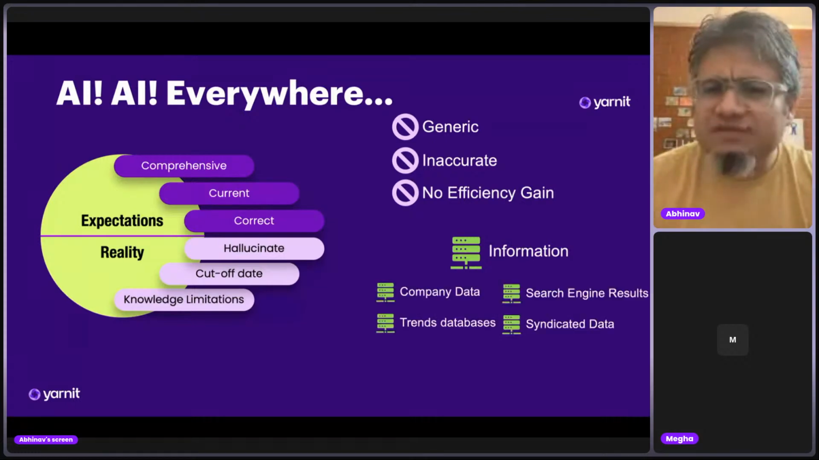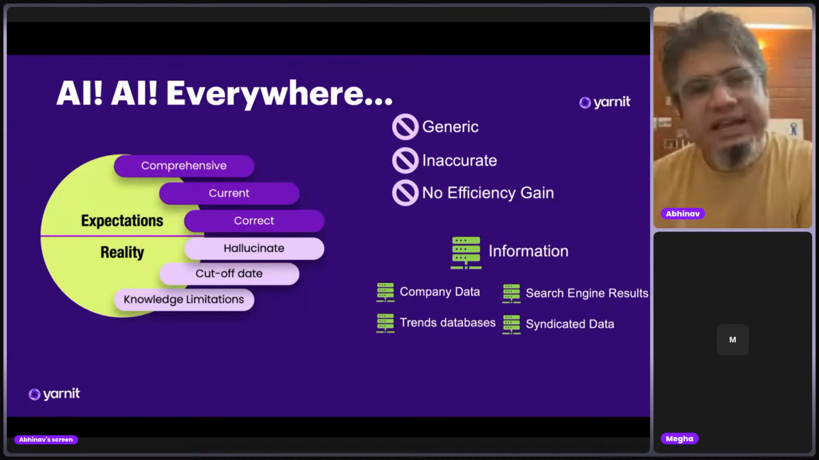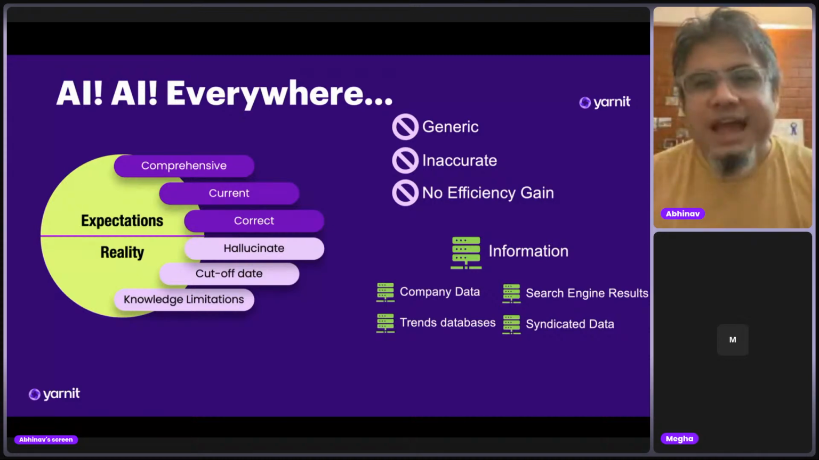What can this information be? This information can be our own proprietary company data. It can be the search engine results telling us what is happening now. It can be trend databases, syndicated research sources, which tell you factual information.